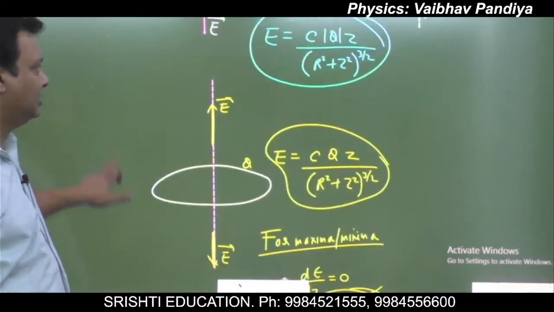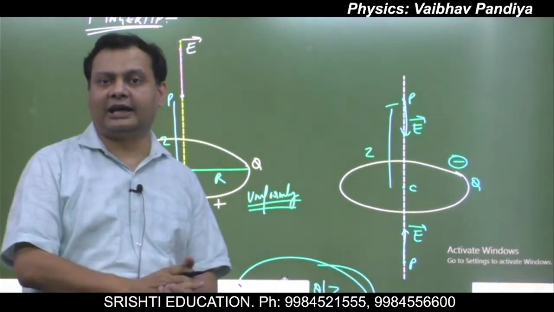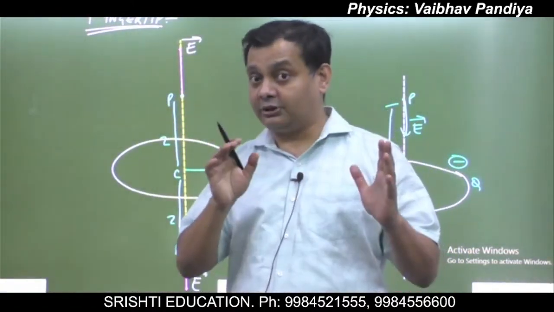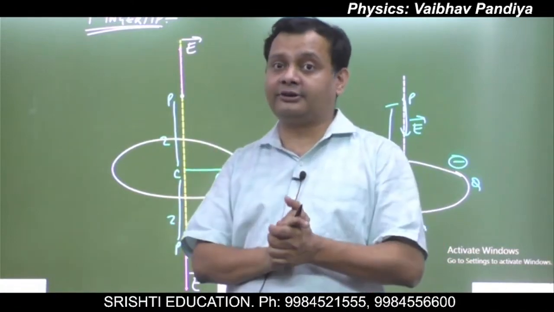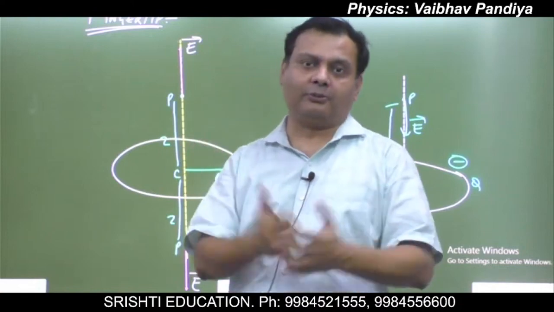Okay. So this is the derivation of the formula for the electric field on the axis of a uniformly charged ring. And pay care to the steps of the derivation, because the same steps will be applicable when the ring is non-uniformly charged. Okay.